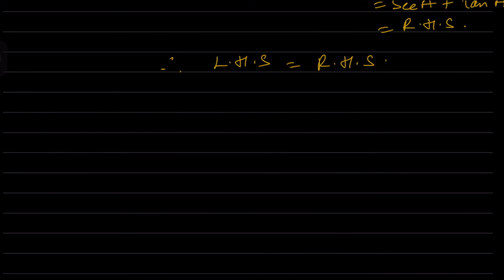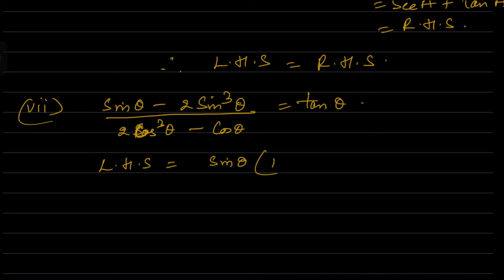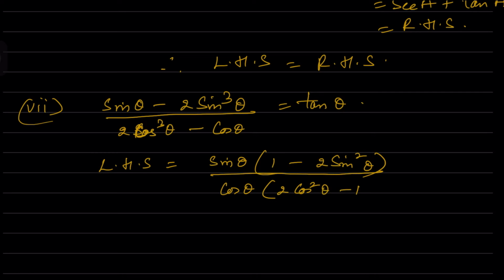Now moving to the next one, that is the seventh one, having (sin theta minus 2 sin cube theta) divided by (2 cos cube theta minus cos theta) is equal to tan theta, we have to prove. So now LHS is equal to, we can write this as sin theta. If we take out common, you will get 1 minus 2 sin square theta divided by, in the denominator we can take out cos theta common. So you will get here 2 cos square theta minus 1.